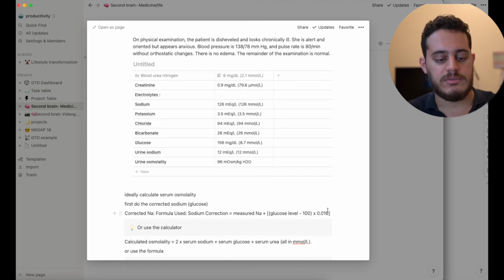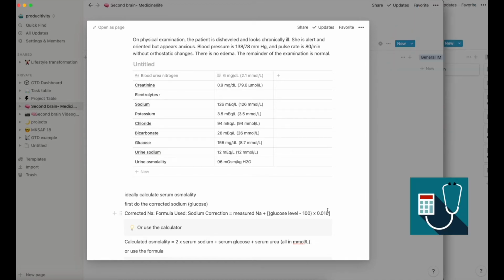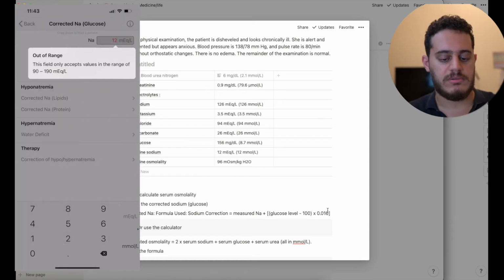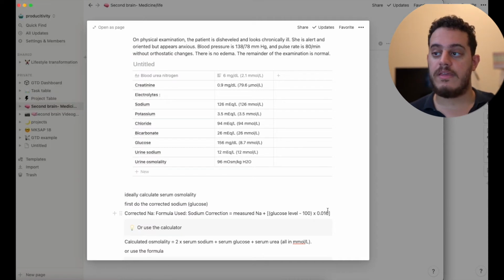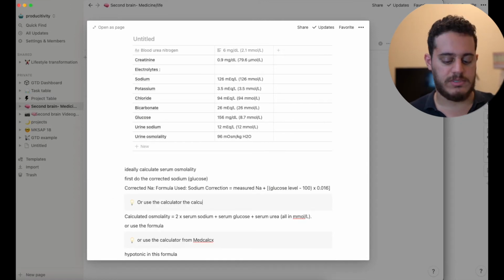I would like to use the app. I think the number is 126 and her glucose is 8.7. You would get a value of 127. Simple. And then, here we go. The calculated sodium is 127. So you confirm that it's hyponatremia.